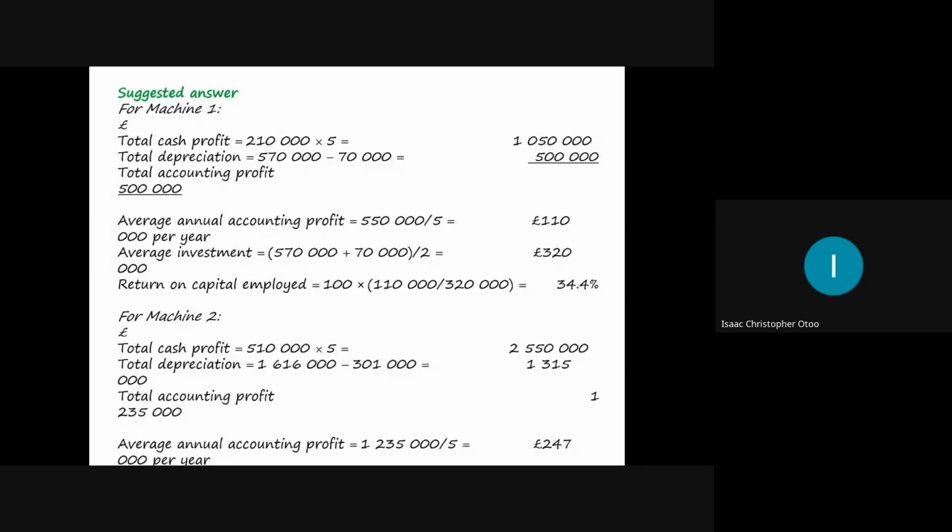So average annual accounting profit is 550 divided by 5. You get 110. The average investment, 570 plus 70 divided by 2, you get 320. So ARR will be average 110 divided by 320 times 100, you get 34. So machine 2 also will be the same. So here depreciation, you take it.